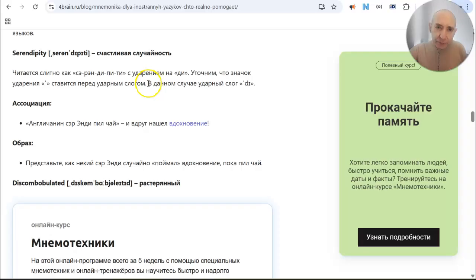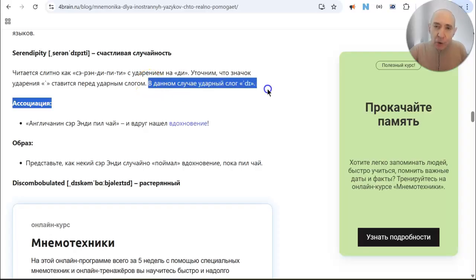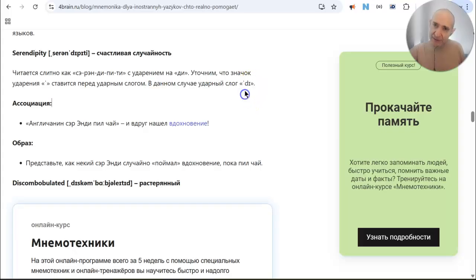В данном случае ударный слог D. So, в данном случае is an expression, and it means in this given example, or in this given case. In this given case, the emphasized syllable is D. And then they show that this emphasis sign goes before the syllable.